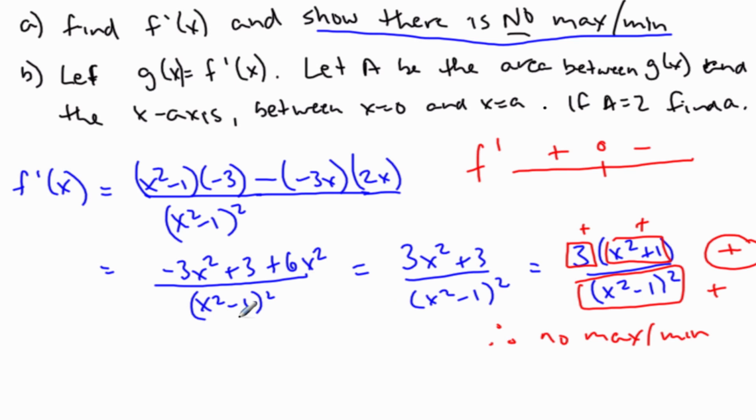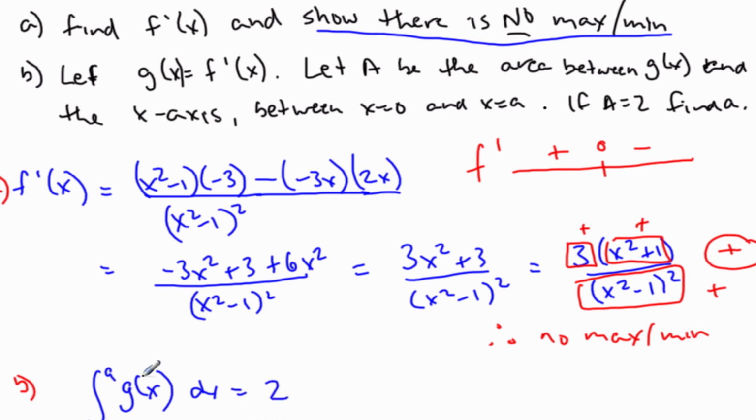Okay, so going to B part now. This is A. B part says, let g of x equal f prime of x. And let A be the area between g of x and the x-axis where x is between 0 and a. If big A equals 2, find little a. Well, let's ignore the f prime for a second. If I want to find the area, and I'll switch over to blue again, between g of x and the x-axis, that's simply the integral of g of x from 0 to a dx, and that value I know equals 2.